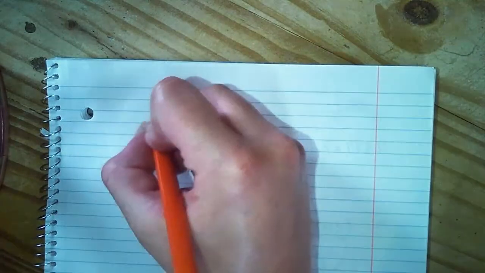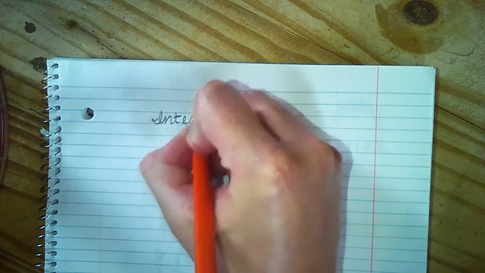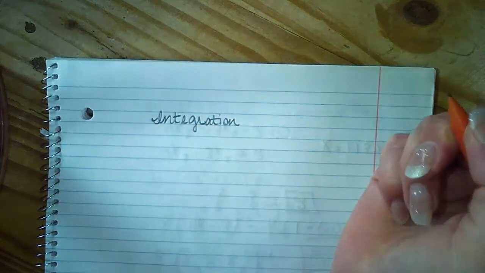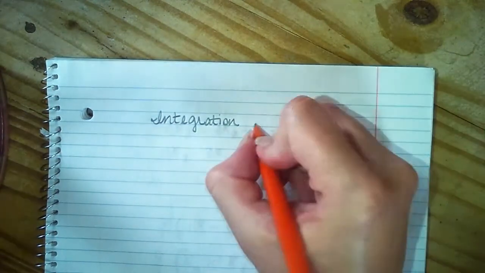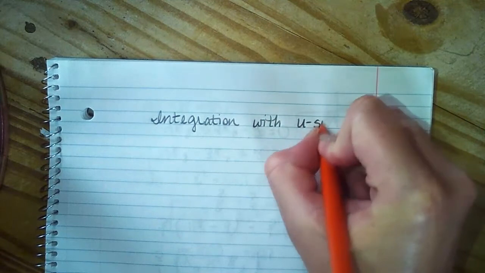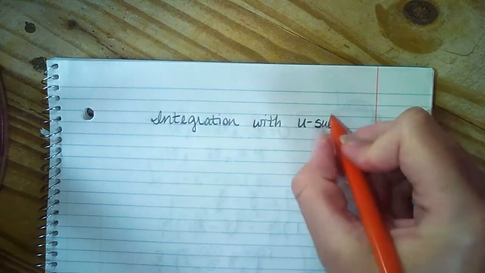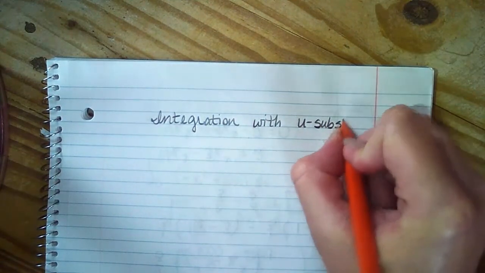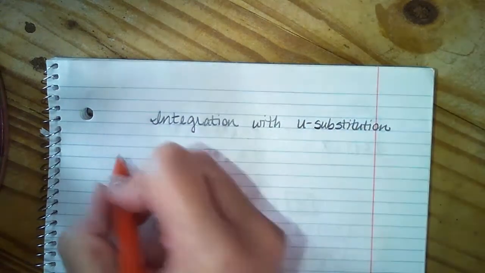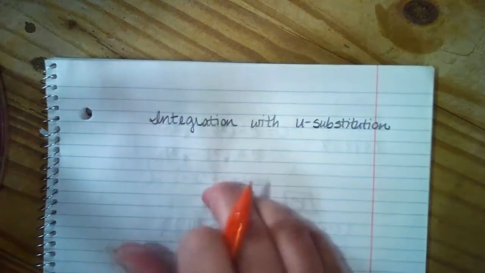All right, so we're going to do some integration with u substitution. So we're kind of sort of undoing the chain rule. And what's going to happen is just like we had to, well, hang on, u substitution. All right, so go back to differentiation for a second.